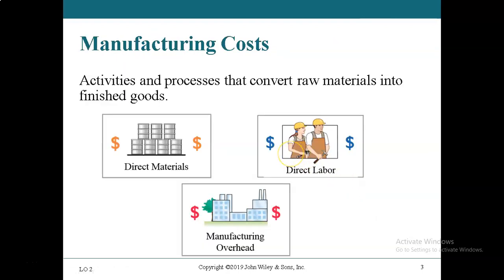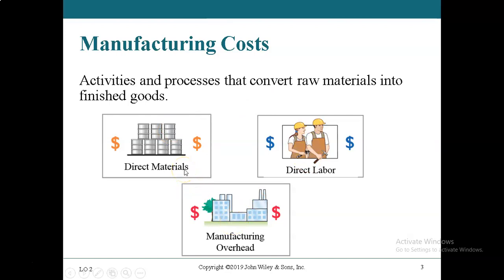Next, let's talk about manufacturing costs. Manufacturing cost is also called product cost. Another name for it is total manufacturing cost. So those are the 3 different terms that you should know. For manufacturing cost, we have 3 different types: direct material, direct labor, and manufacturing overhead.